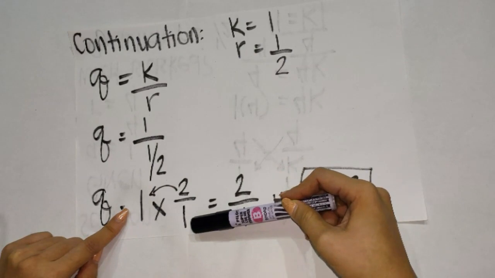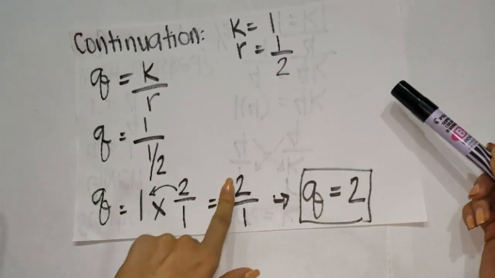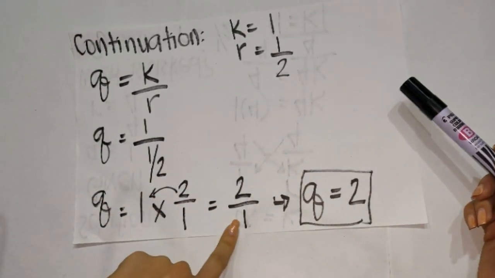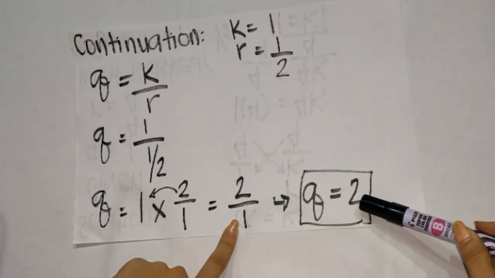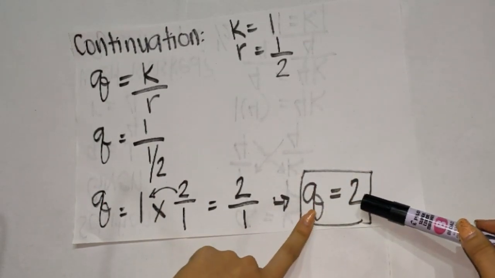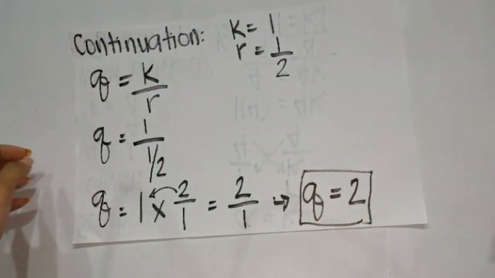So, next natin gagawin, imo-multiply natin yung 2 at saka yung 1. So, 1 times 2, that is 2. And then, just copy the denominator. Then, 2 divided by 1, that is 2. So, the value of Q is 2 when our R is 1/2 and our K is 1.